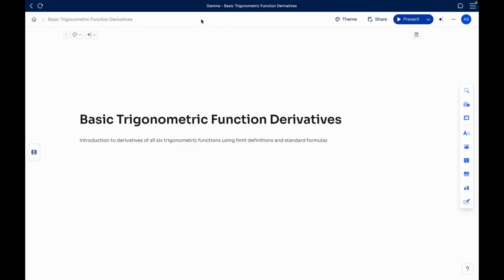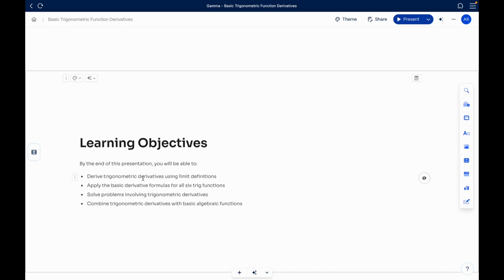Today we will be talking about the basic trigonometric function derivatives, how to apply them, and how to prove each of them exist using the limit definition of the derivative. The goal is that you guys will be able to do the four things below. Number 1, derive trigonometric derivatives using limit definitions. Number 2, apply the basic derivative formulas. Number 3, solve some problems. And number 4, also combine these with basic algebraic functions for a deeper level of understanding.